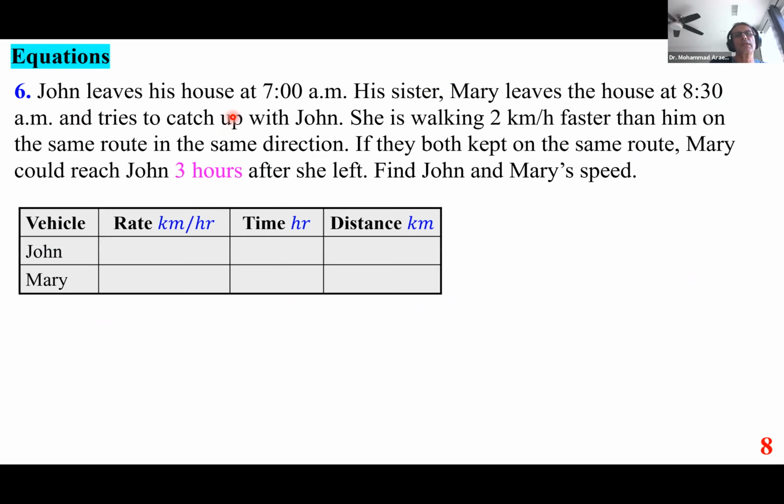John leaves his house at 7 a.m. His sister Mary at 8:30 and tries to catch up with John. She's walking 2 kilometers per hour faster than him on the same route in the same direction. If they both kept on the same route, Mary could reach John in 3 hours after she left. We want to find their speed.